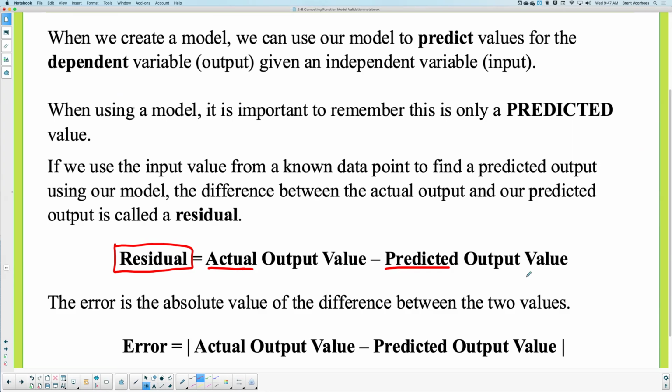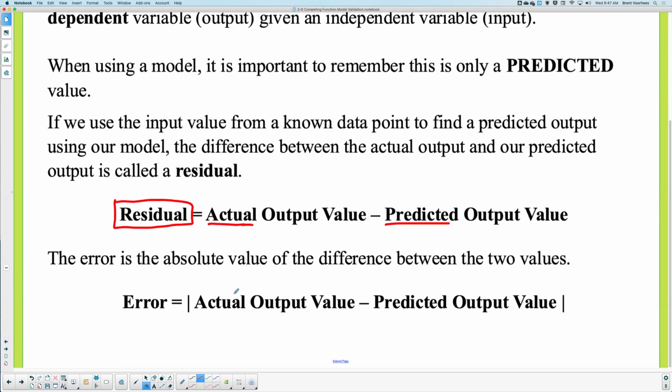Does that make sense? The error right here is when you take your actual minus the predicted and you ignore if it's negative or positive. We just say, hey, if it's 0.5 off, we don't care if it's too high or too low. If it's 0.5 off, we say the error is 0.5. When you do the math, sometimes you'll have positive numbers, sometimes negative, but the error itself is the actual minus the predicted, and then you make the value positive. If it is already positive, it stays positive. If it was negative, it makes it positive, okay?